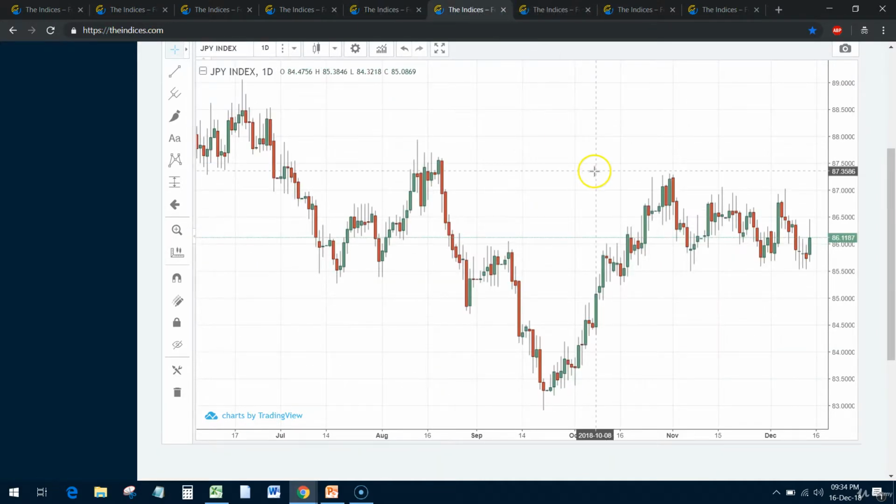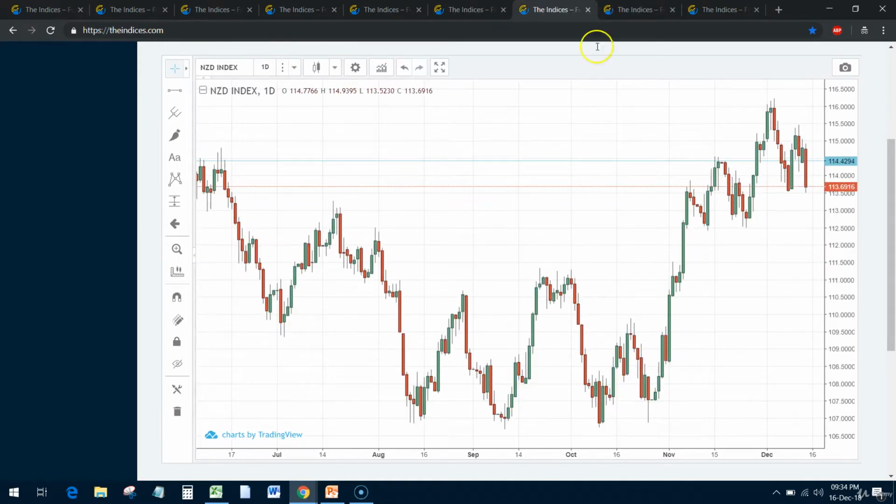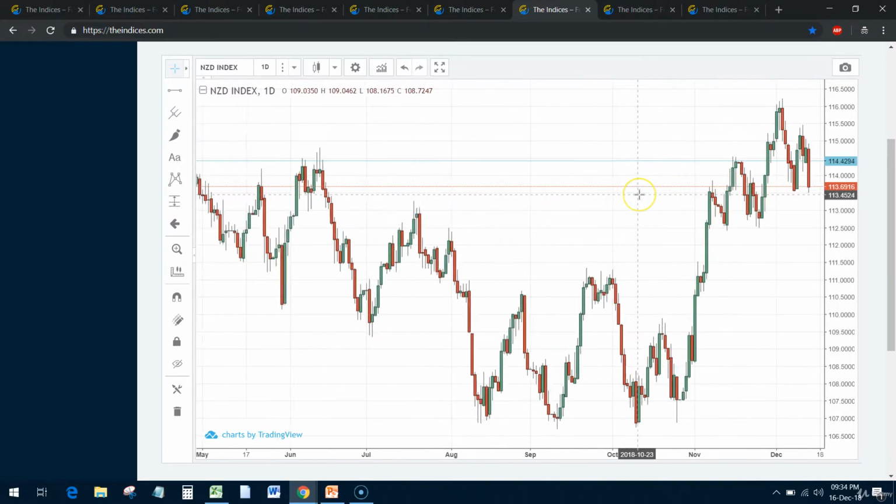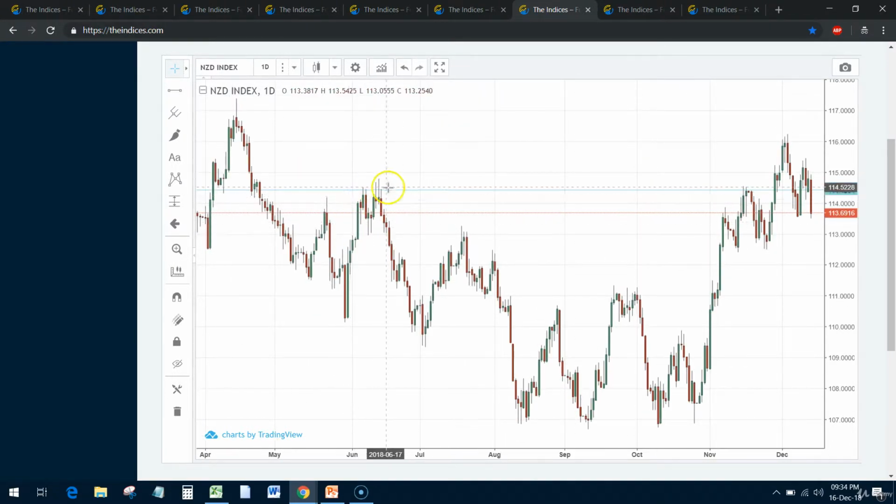I'm moving on. Again, there's some consolidation happening in the big picture over here with the Japanese yen index. And there is some support level over here, but I don't want support level. I want resistance level. Okay. So this is the New Zealand dollar index. Now we are talking. So now over here, I see that it's hit some resistance. So if I zoom out, you can see that there is clear resistance over here. I put in a horizontal line over here for your viewing convenience as well.